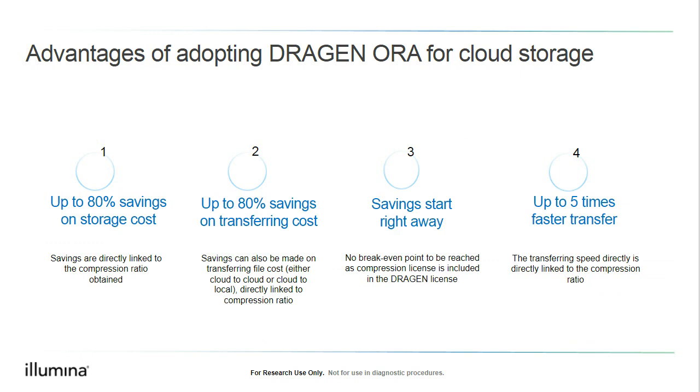So if you are moving the files from cloud to cloud or between regions within a cloud, or you're moving them locally from a cloud, or going and uploading those files, again, all those transfer costs are saved because what you're essentially doing is moving around smaller files. The savings to get this compression are right away, and I will talk a little bit about that in the upcoming slides. And again, because these files are going to be 5 times smaller, the transfer times are going to be faster as well.